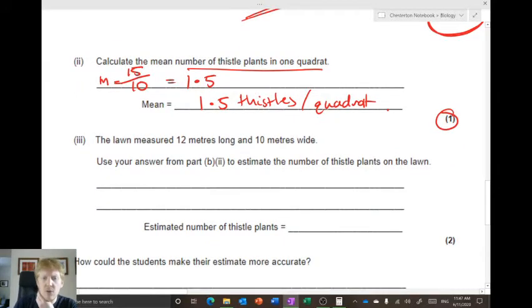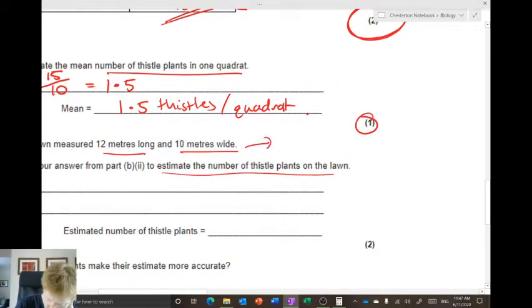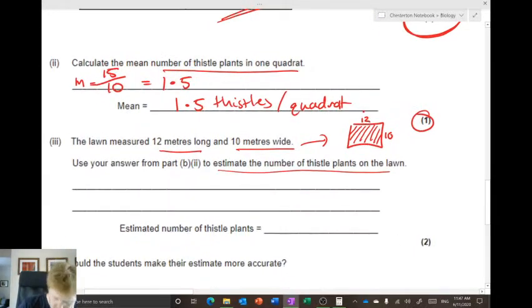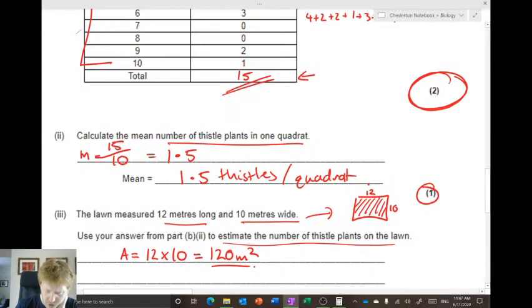So the lawn measured 12 meters long and 10 meters wide. Use your answer to estimate the number of thistle plants on the lawn. All right, so let's get all mathematics on this, right? We've got a lawn, which is a square there, we've got 12 on one side, and we've got 10 on the other. So what we need to know is the area of this field. How do we work out the area? You multiply the length by the width. So the area of the field is going to equal 12 times 10, which is going to be 120 meters squared.